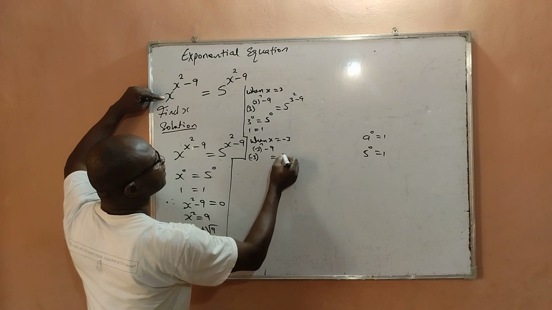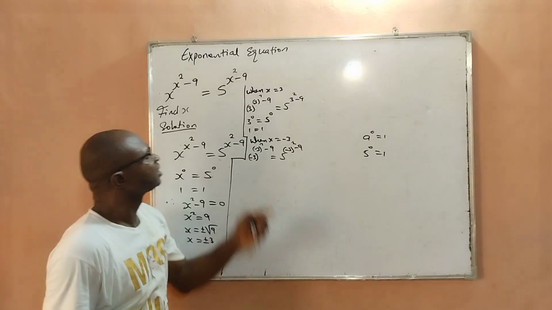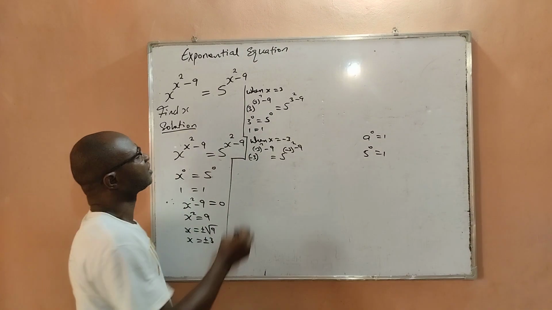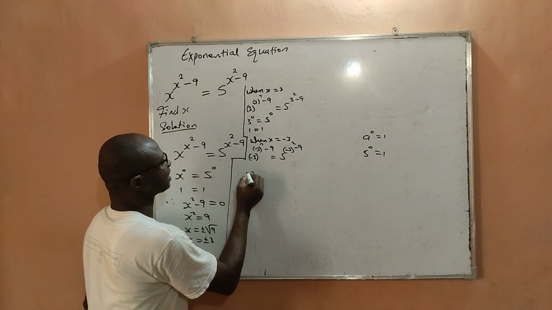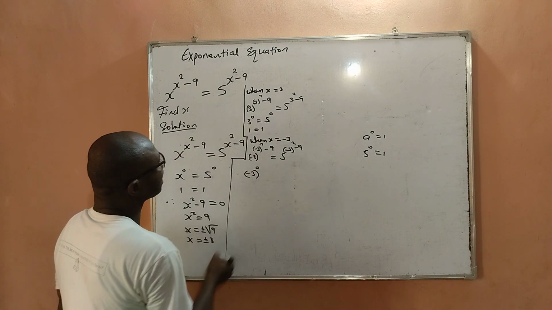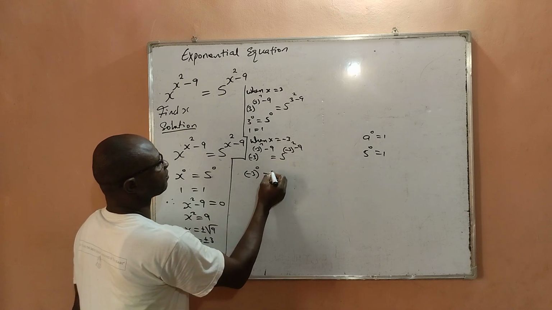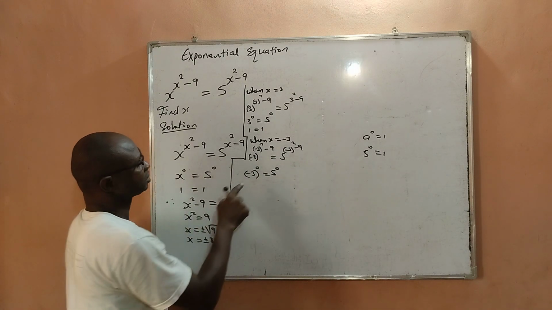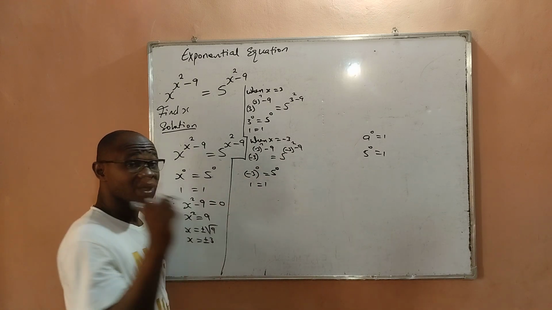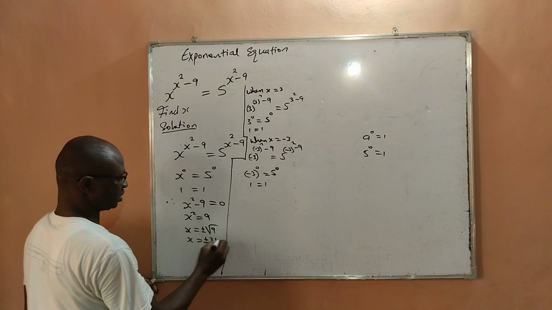Is it equal to 5 raised to the power negative 3 raised to the power 2 minus 9? See with me that negative 3 raised to the power 2 will give me positive 9, and 9 minus 9 will give me negative 3 raised to the power 0. Equal to negative 3 raised to the power 2 is 9, 9 minus 9 will give me 5 raised to the power 0. And you know that minus 3 raised to the power 0 is 1 and 5 raised to the power 0 is 1. Therefore, the value of x equal to plus or minus 3 is very correct.